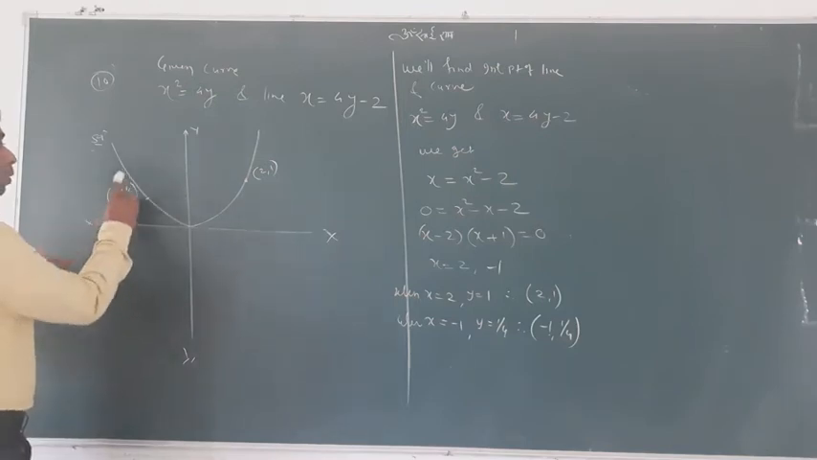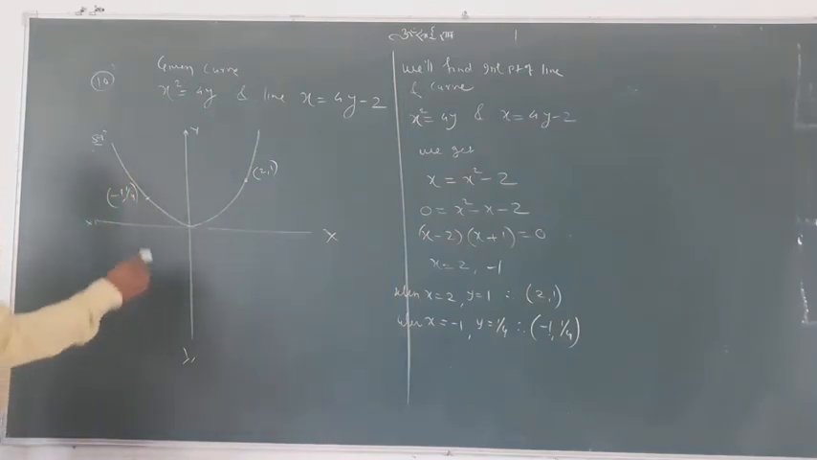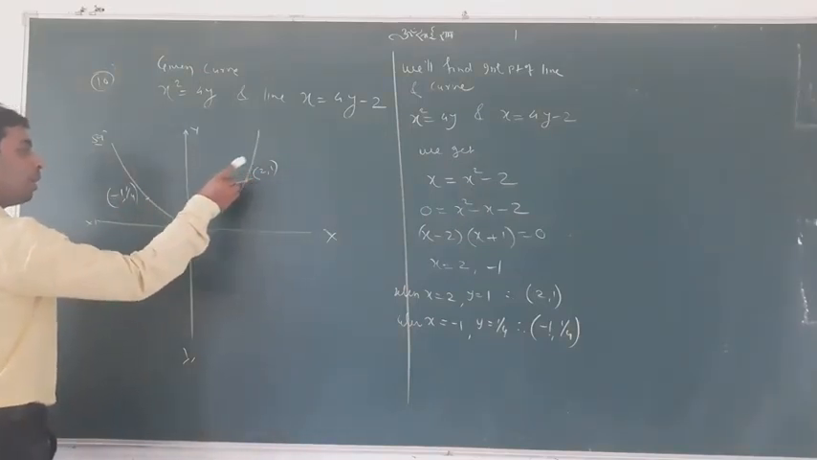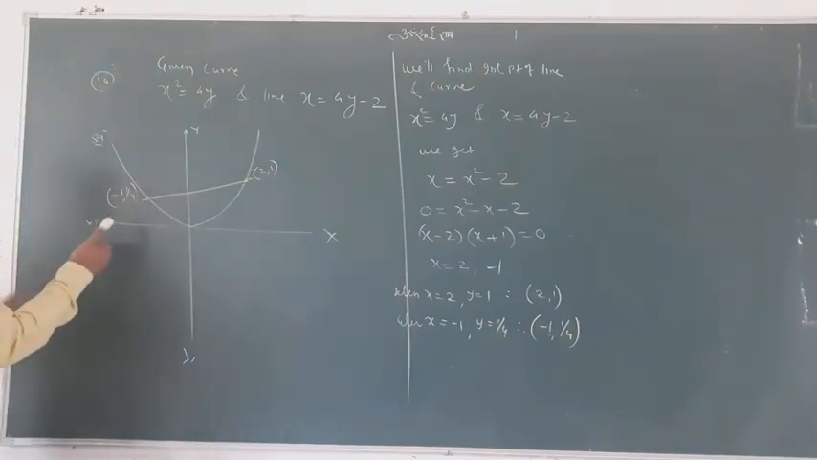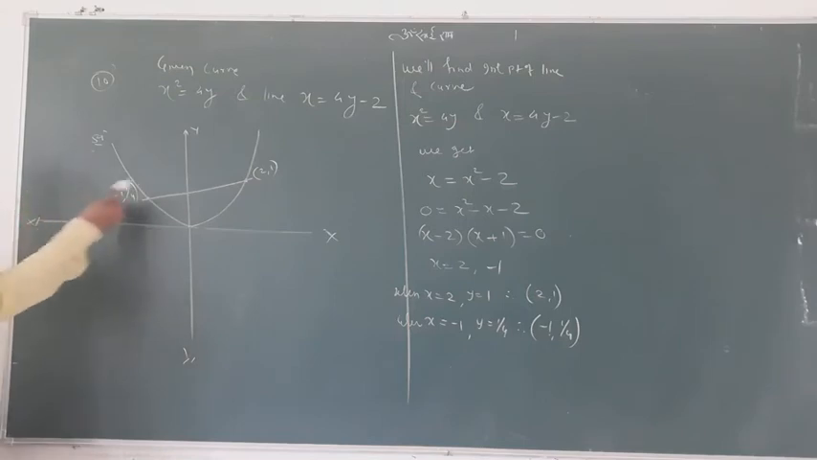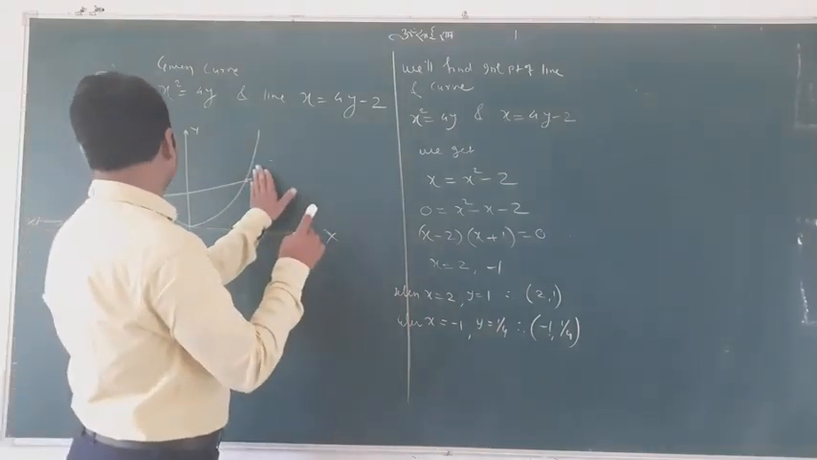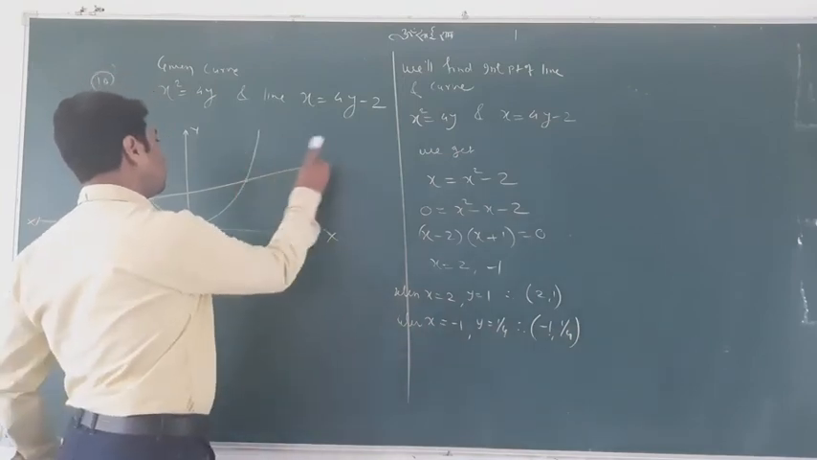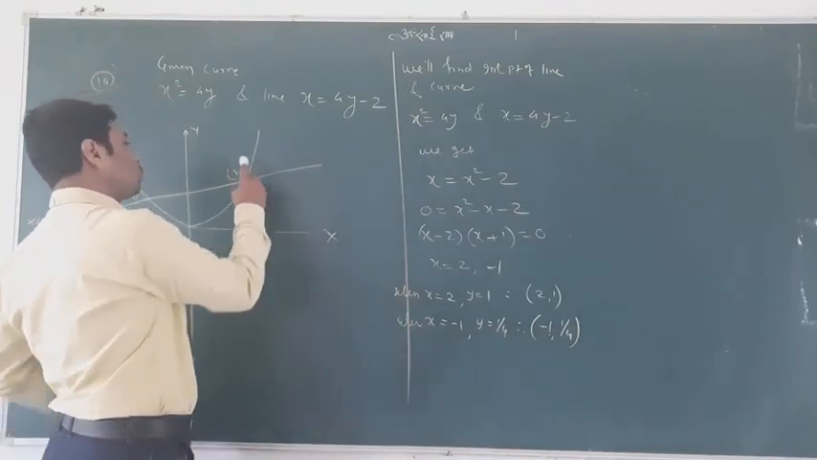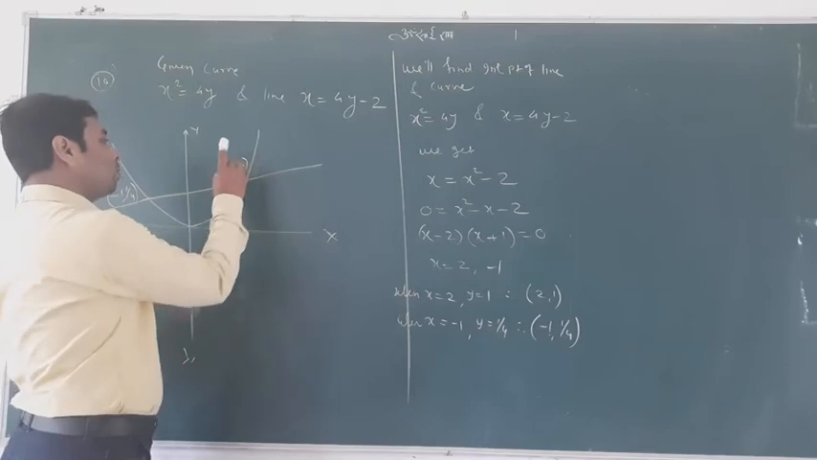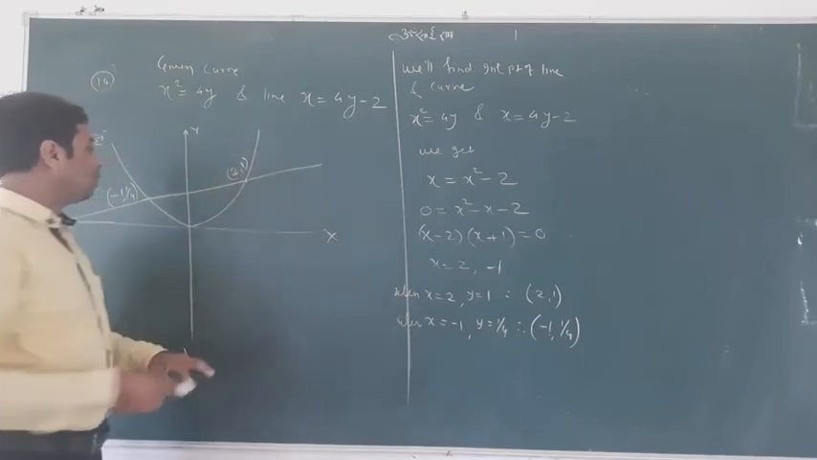It is -1, it is 1/4. So my line will pass through these two points, and suppose this is x', this is my line like that. Suppose I am making (2, 1) again. This is my line, (2, 1) here. Now, student, can you catch the picture?